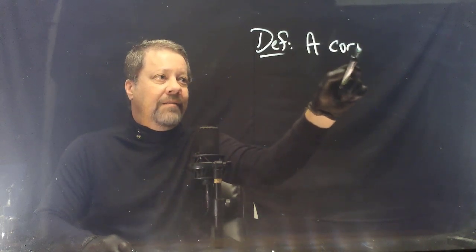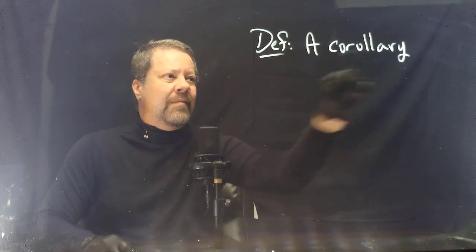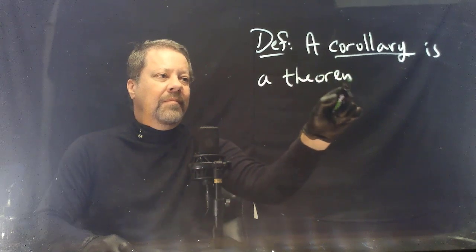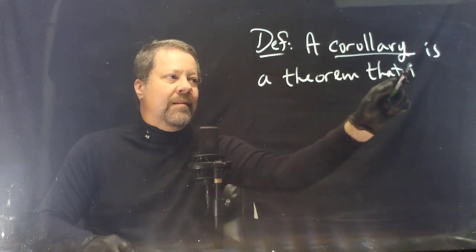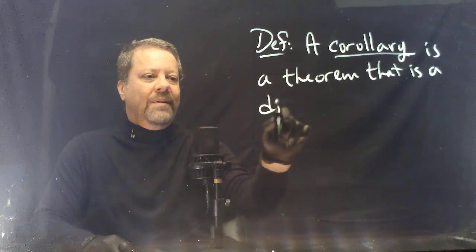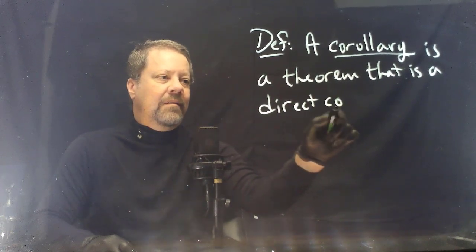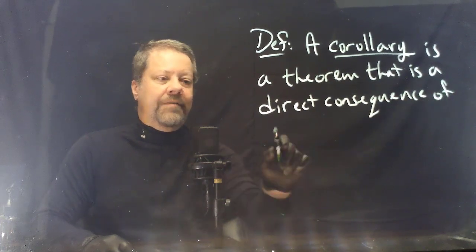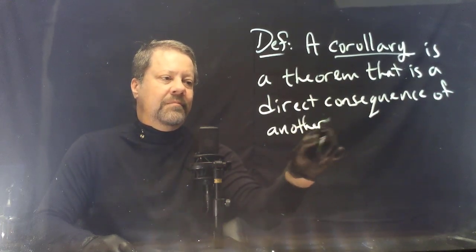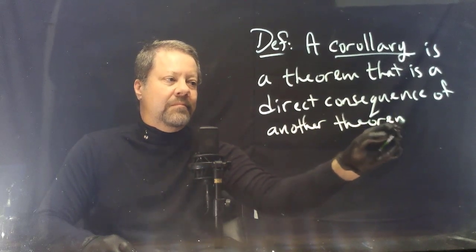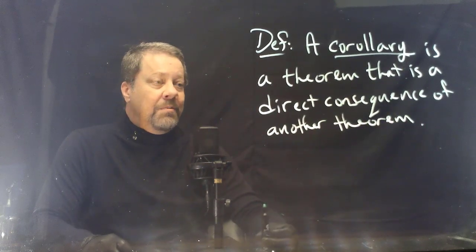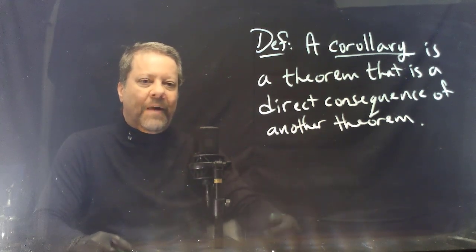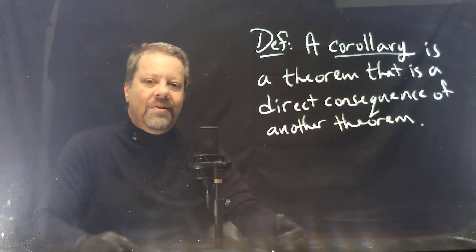A corollary is a theorem that is a direct consequence of another theorem. Sometimes you will have a broad theorem. You can see certain special cases that you can identify, and you write those out as corollaries to the other theorem.